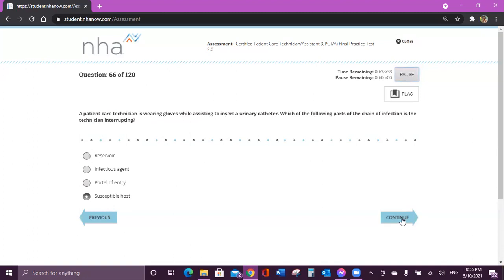A patient care technician is wearing gloves while assisting to insert a urinary catheter. Which of the following parts of the chain of infection is the technician susceptible to? Portal of entry, infection, danger. I think it's susceptible.